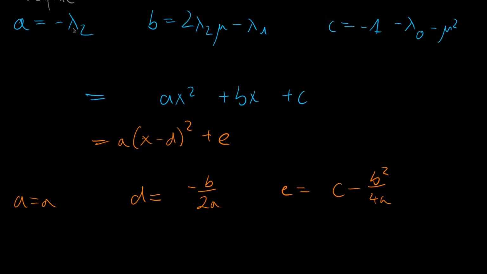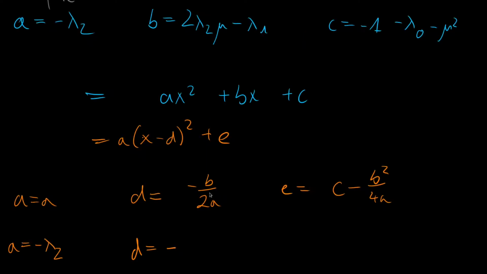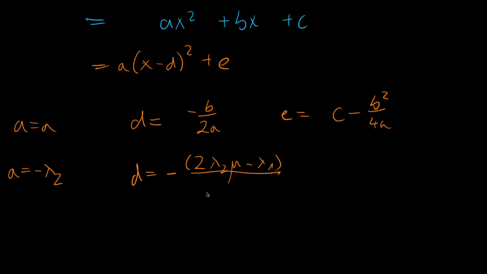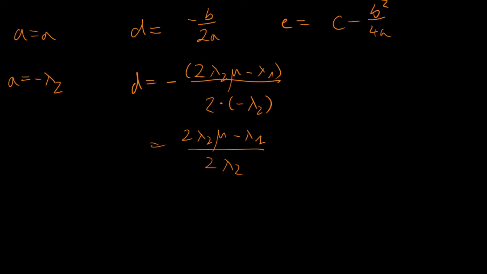Well, then we can plug in what we had for a, b, c into these equations, and we have a is, again, minus lambda 2, and d will then be, let's just plug in what we have. We have minus, and in the numerator we have 2 lambda 2 mu minus lambda 1, over 2 times minus lambda 2. Let's simplify this. The minus and the minus is a plus, and we are getting 2 lambda 2 mu minus lambda 1 over 2 lambda 2. Then let's create two independent fractions out of this, and we have mu minus lambda 1 over 2 lambda 2.